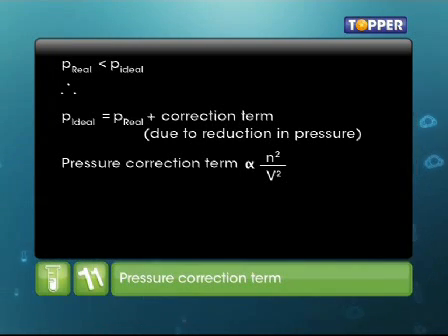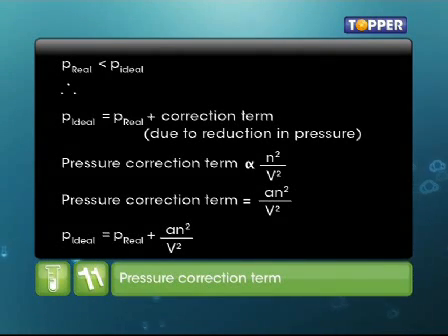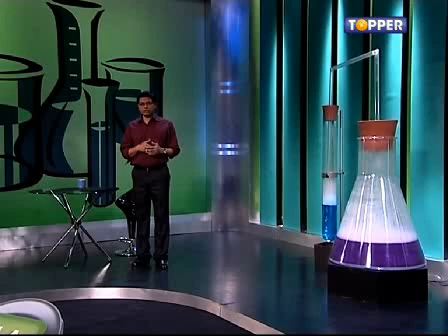Thus, the reduction in pressure due to molecular interaction should be proportional to (n/V) whole squared. If the proportionality constant is called a, then the ideal pressure is equal to real pressure plus a times n squared by V squared. Thus, correcting for molecular interactions alone, the ideal gas equation would become (P + a n²/V²) multiplied by V, which is equal to nRT.